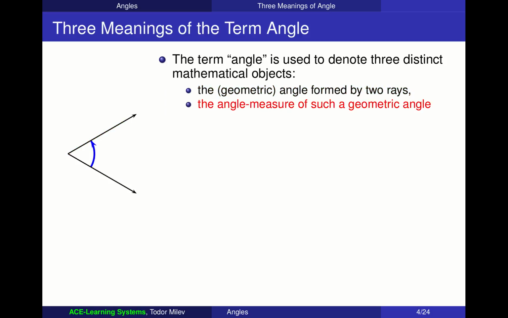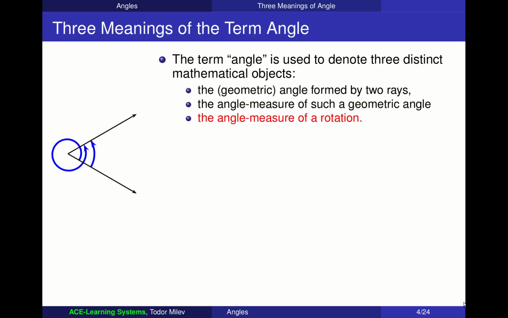Next, the angle measure of such a geometric angle. I'm going to elaborate on what that angle measure is in the following slides, but for the time being, think of the arc connecting the two rays. So this blue arc here, connecting the two rays of the geometric angle.